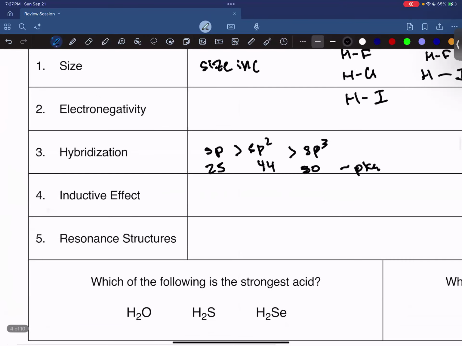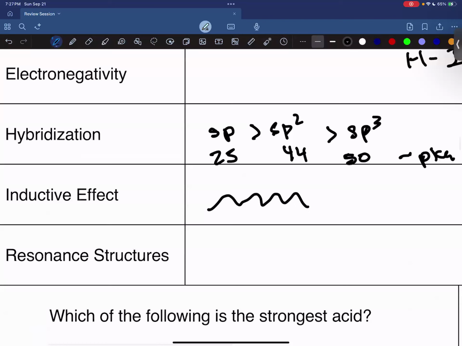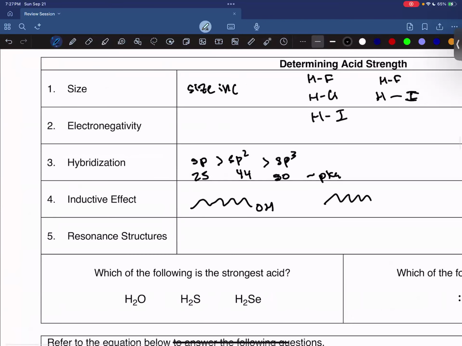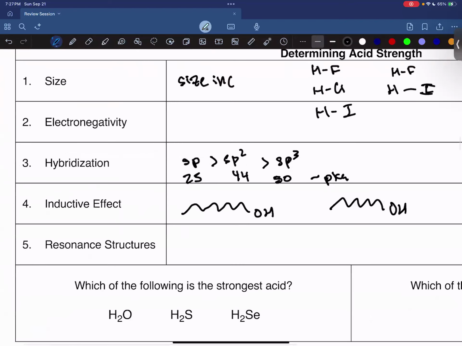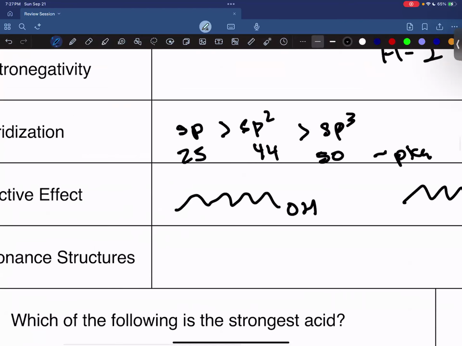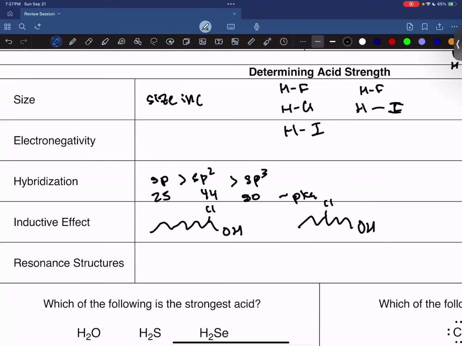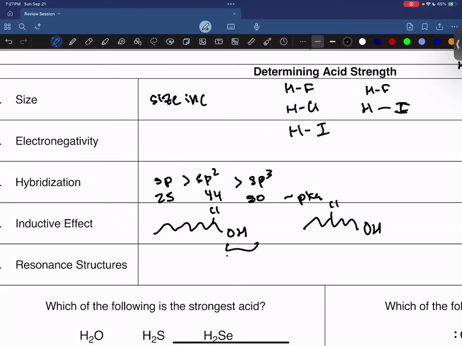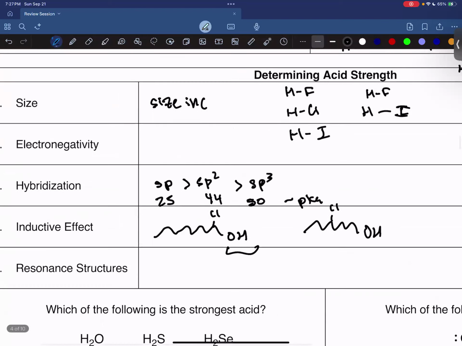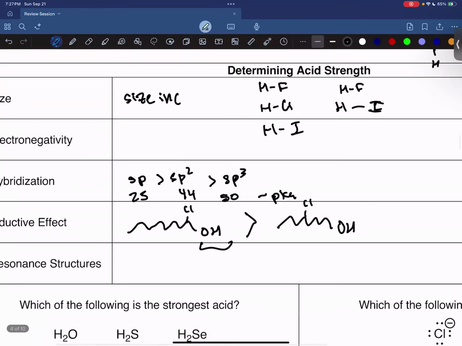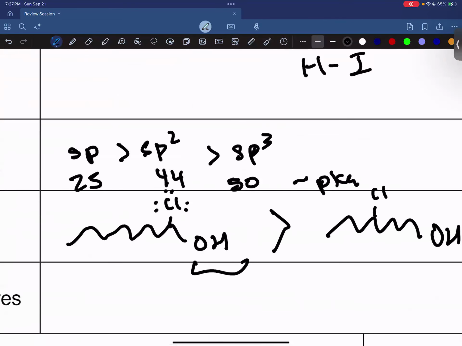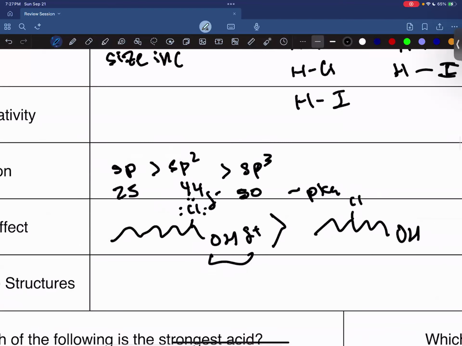Hybridization isn't super big, but the inductive effect is. Pretend these have the same number of carbons, which I think they do. The inductive effect is basically saying that if you place an electronegative atom close to the group where the proton is leaving, like this OH group, the closer it is, the more acidic it is. So this would be more acidic than my other option. The reason being that chlorine is pulling electron density towards it, which makes this hydrogen a little bit more positive, so it's easier to pluck off, if that makes sense.